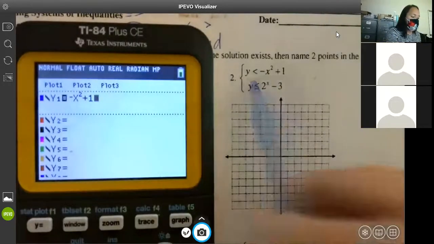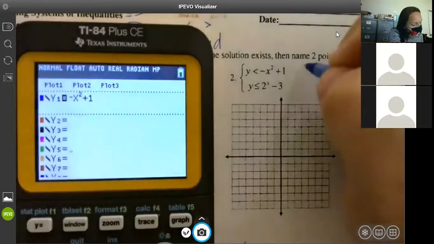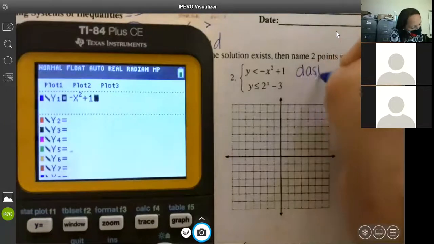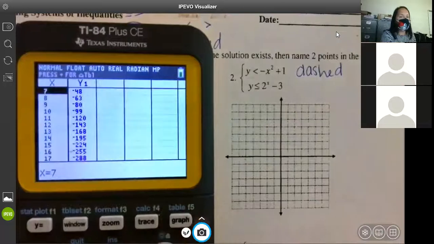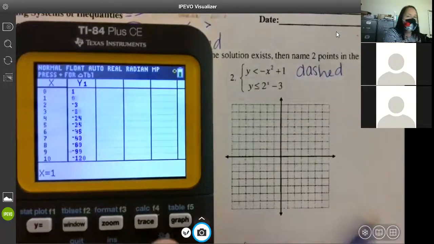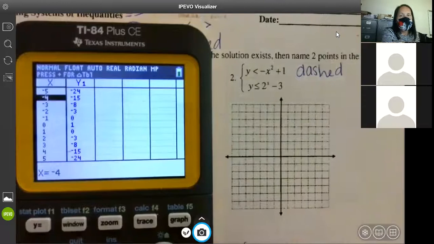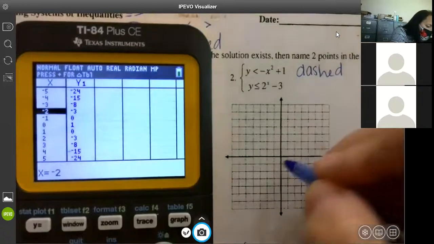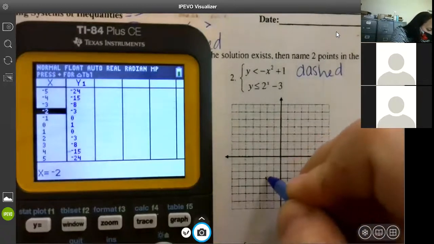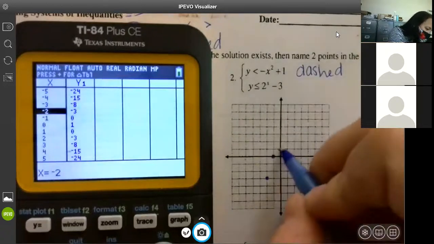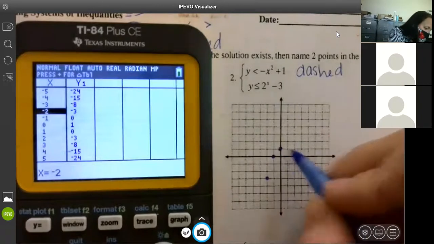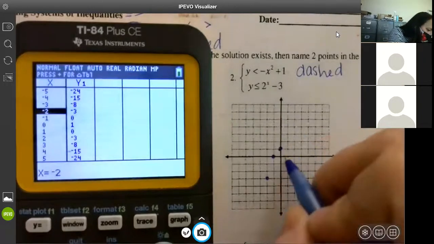Is it solid or dashed? Dashed. Good. Okay, so I'm going to check those points out. So my table starts ridiculously high for right now. 1, 2, 3, 4, 5, 6, 7. I can only go to 7. So -2, -3, I can graph. -1, 0, I can graph. 0, 1, 1, 0.